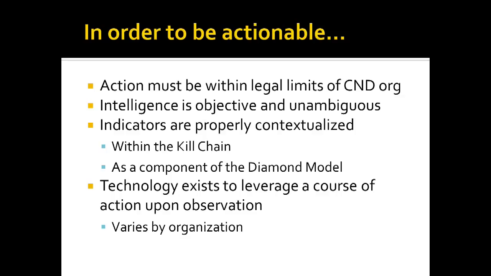Certainly, if you understand IP addresses, for example, infrastructure that an adversary is operating from, you quickly go into a legal gray area when you talk about going out and interacting with that infrastructure, depending on what you might do, right? Intelligence is objective and unambiguous.